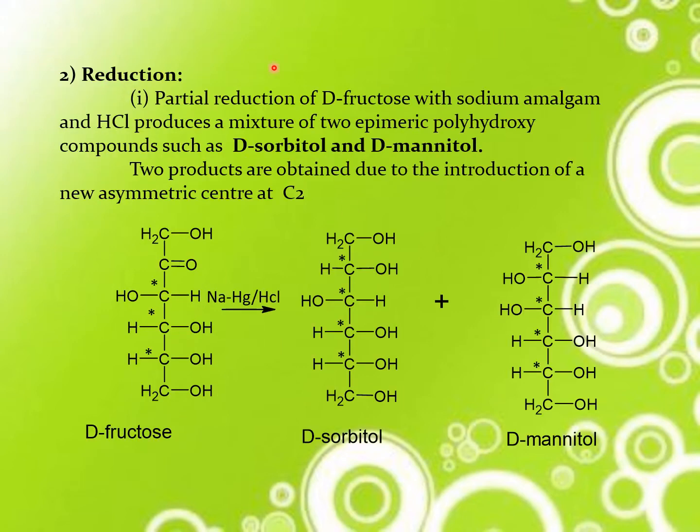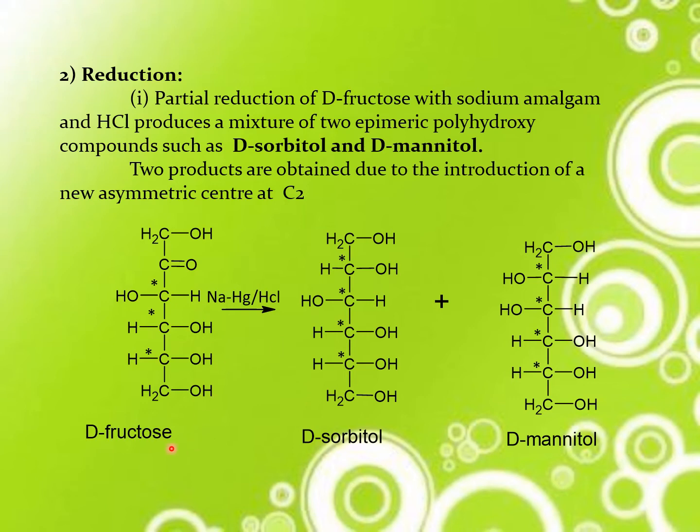Now we will see the reduction reaction of D-fructose. Partial reduction of D-fructose with sodium amalgam and HCl produces a mixture of 2 epimeric polyhydroxy compounds, sorbitol and mannitol. What are epimers? The configuration differs at only one position, that is at the C2 carbon. Here H, OH is present and here OH, H is present. The two products are obtained due to the introduction of a new asymmetric center at C2.